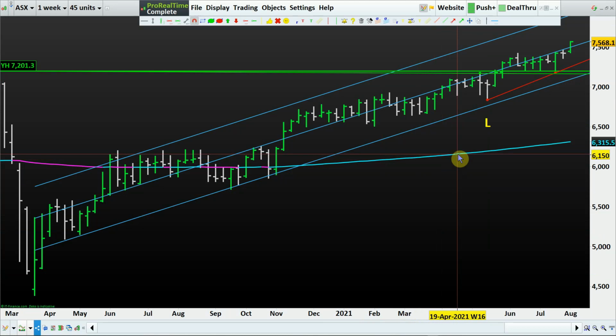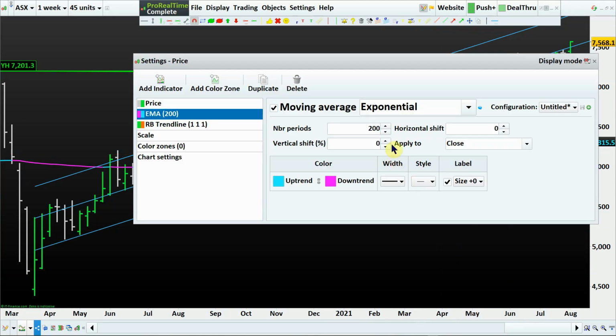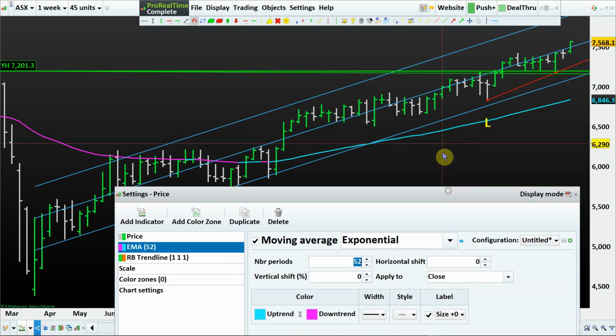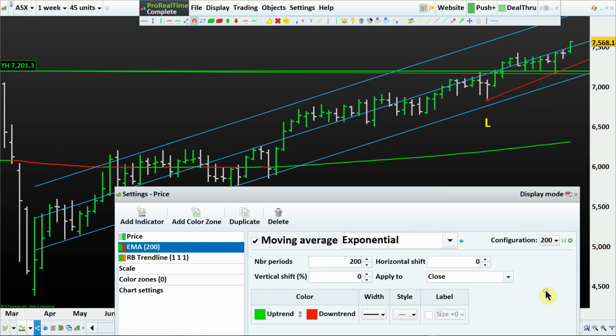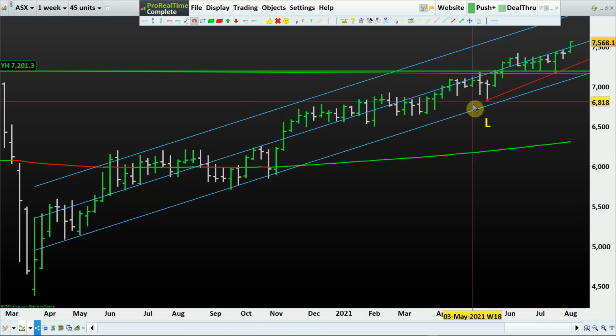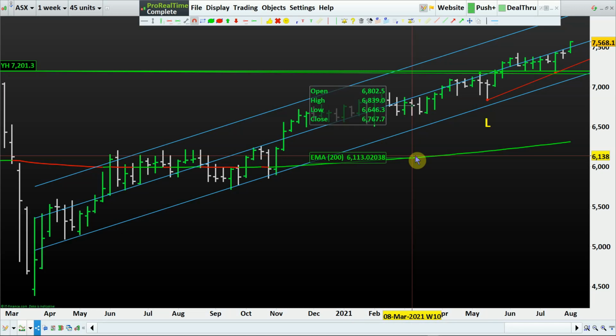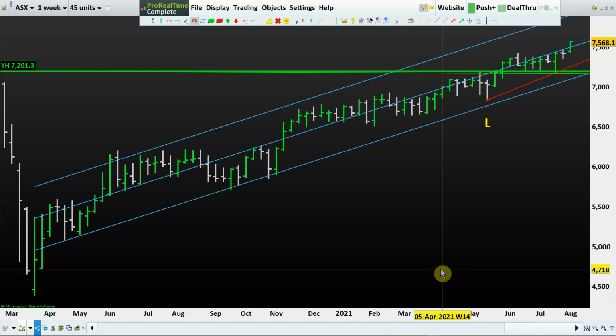In a weekly time frame, you can have 200, and you can have 52, because 52 weeks makes 1 year, isn't it? To know whether this market is in an uptrend or downtrend, you cannot rely that much on 200, because 200 weeks means 4 years, isn't it? So better delete this.